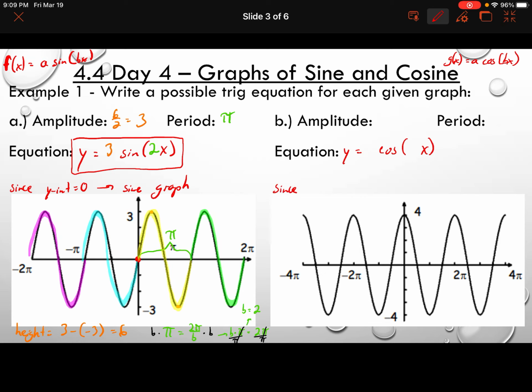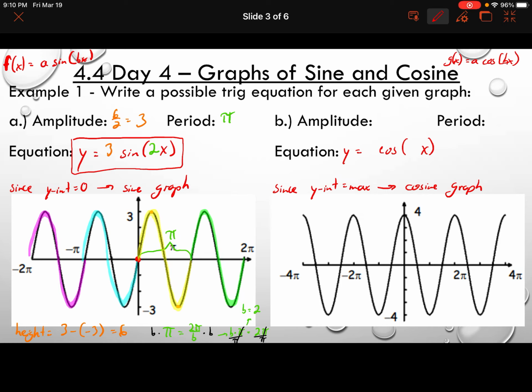Since the y-intercept is a max, it's a cosine graph. If your y-intercept is either a max or a min, if your y-intercept was this point, for example, instead of this point, it would still be a cosine graph.